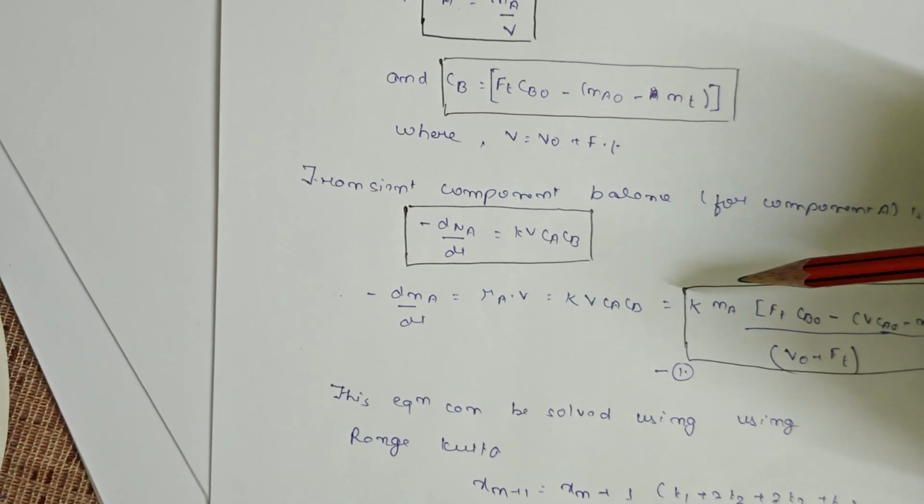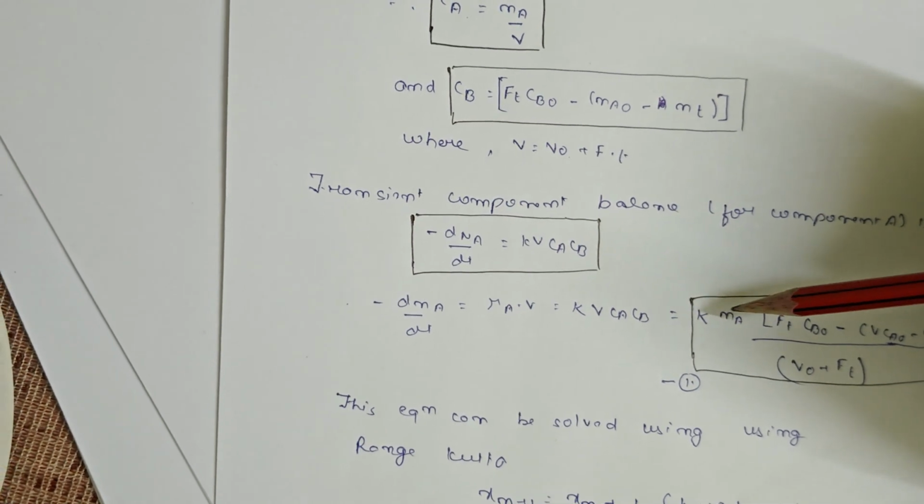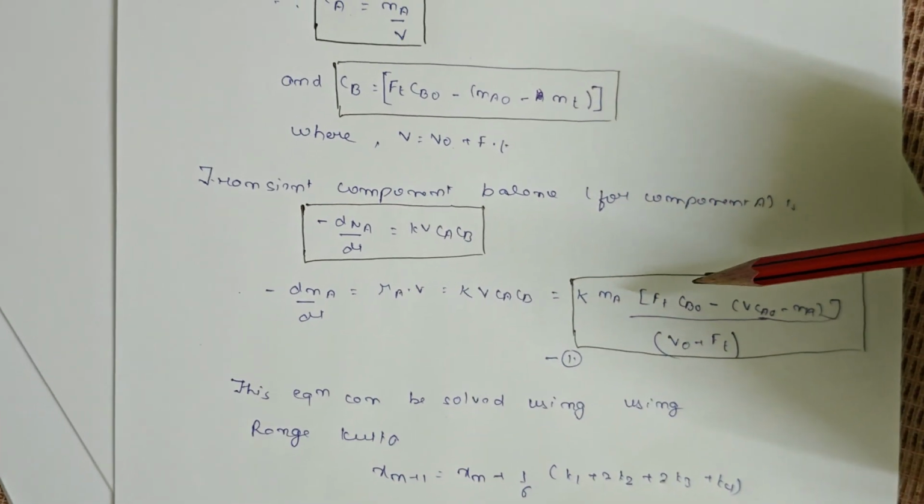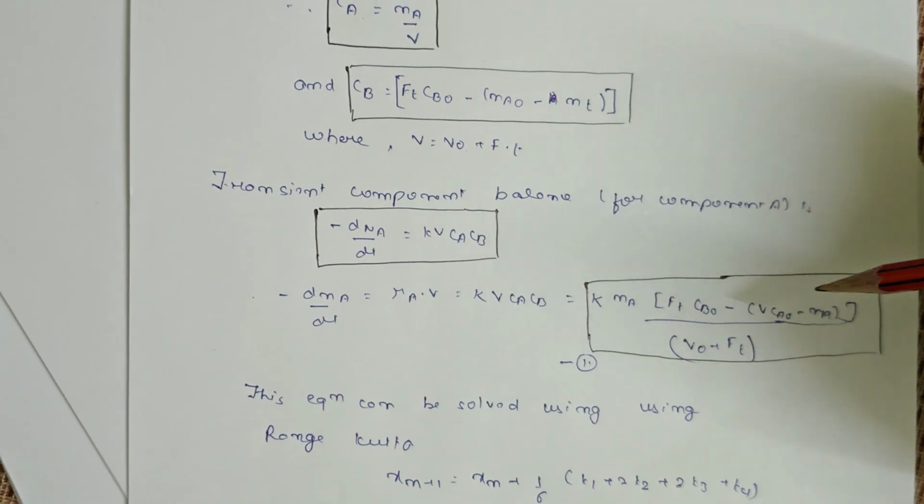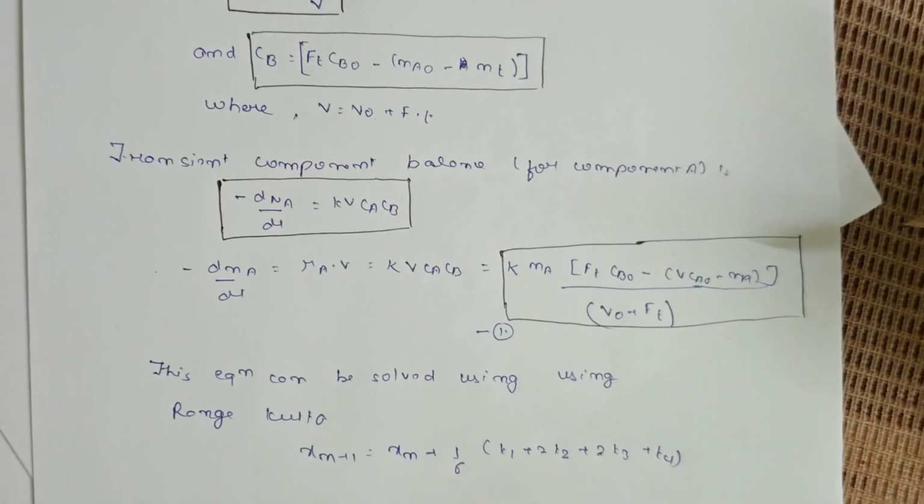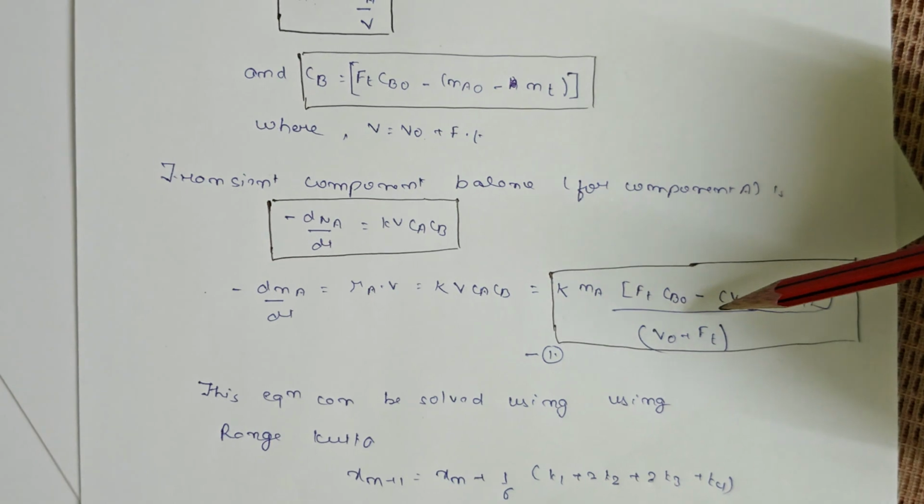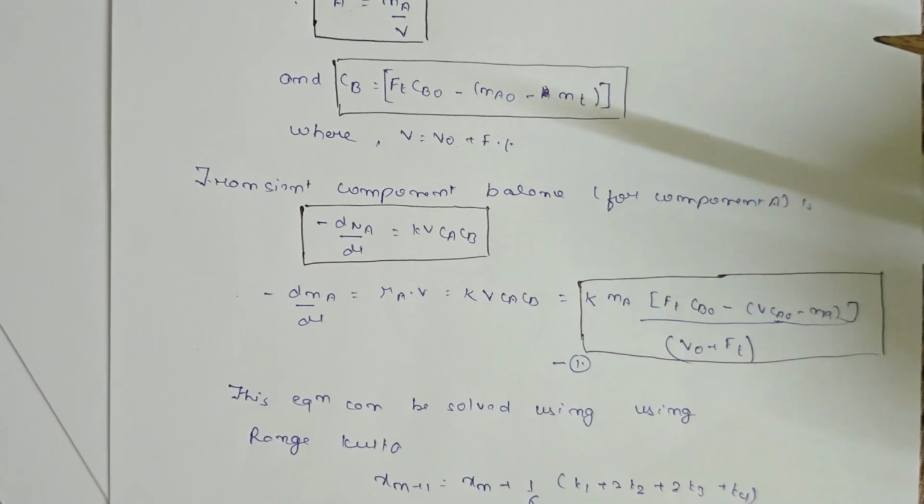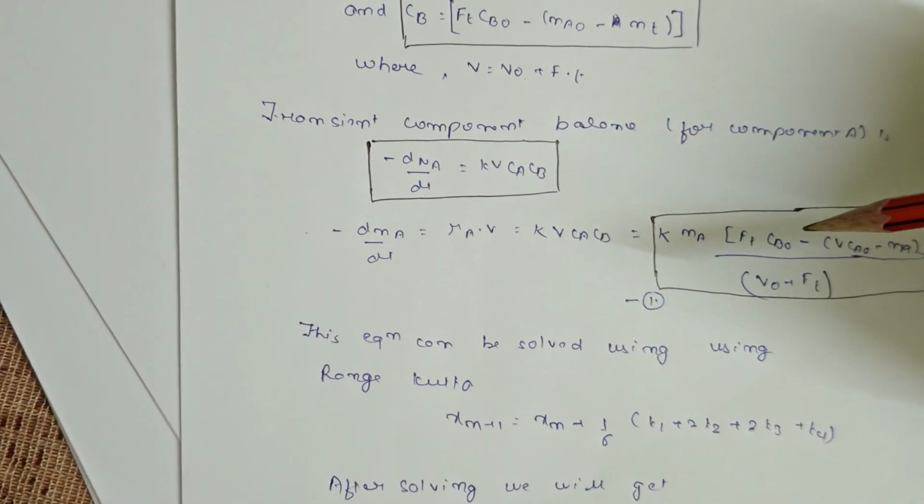Now after simplifying, we will get k·Na·(F·t·Cb0 − V·Ca0 − Na) divided by V, which is equal to (V0 + F·t). This is our equation number 1.